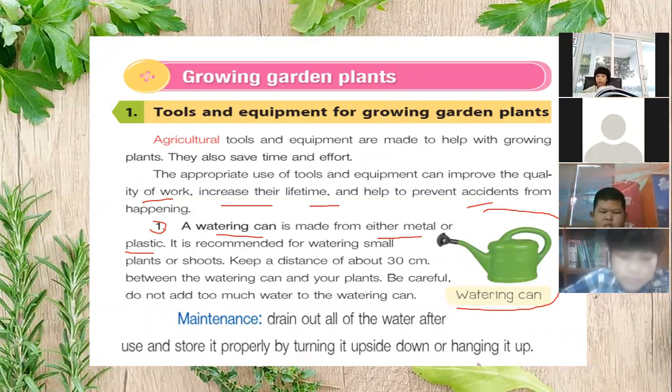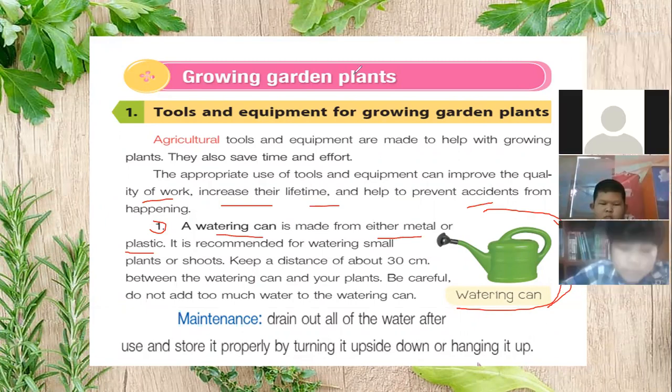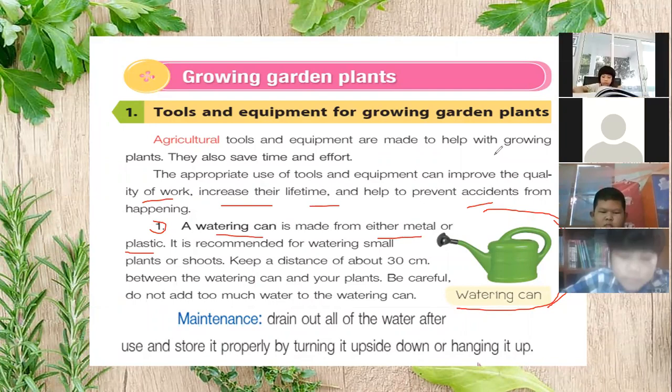Usually the watering can helps us to water our plants. So what is it made from? It is made from either metal or plastic. We usually use it for small plants, not for the bigger plants, right? We use it for small plants or shoots. While we are using it, we have to maintain 30 centimeters between the watering can and the plants.